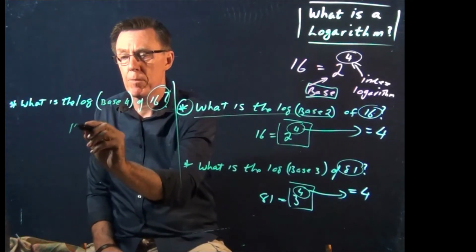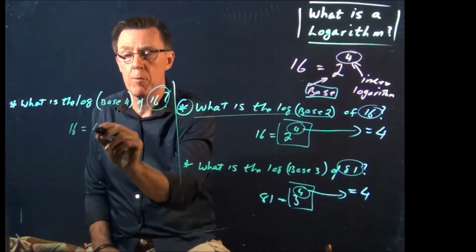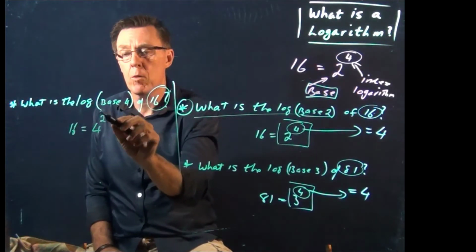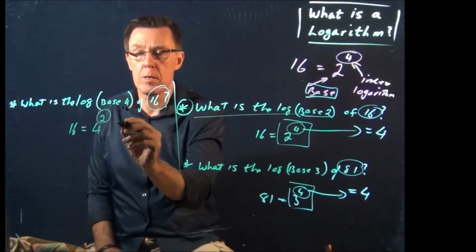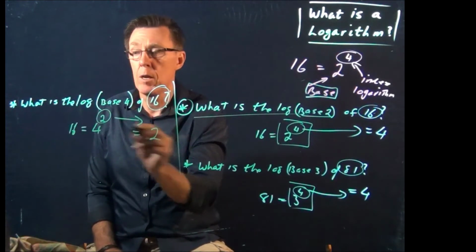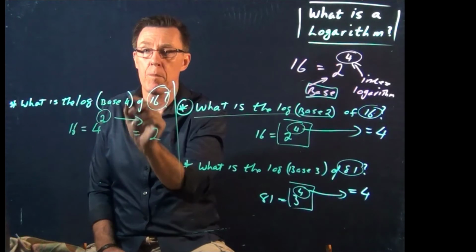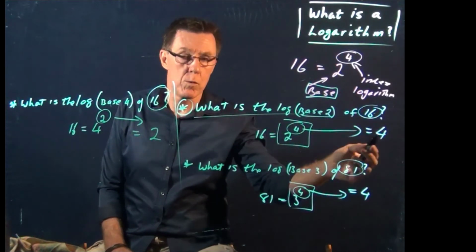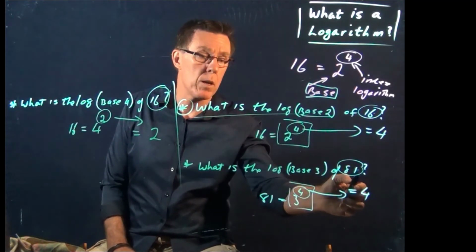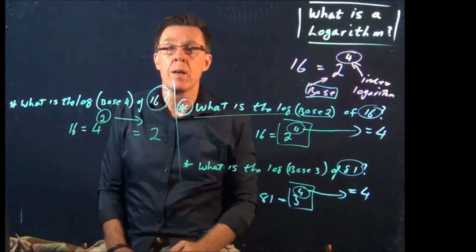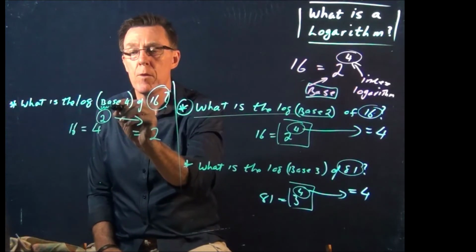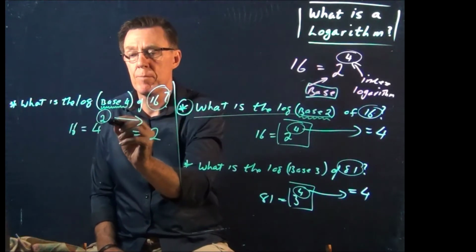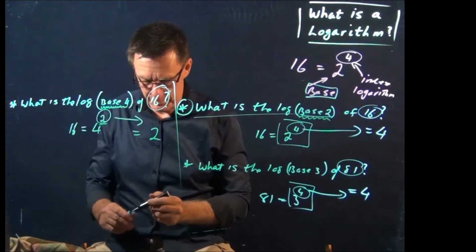Take 16 and write it with a base of 4, so 4 to the power of something, 4 to the power of 2. A logarithm is an index. So the log of 16 base 4 is 2. And the log of 16 base 2 is 4. The log of 81 base 3 is 4. So when you're taking logs, you need to specify exactly what base you're talking about. And once you've done that, find out what the index is.